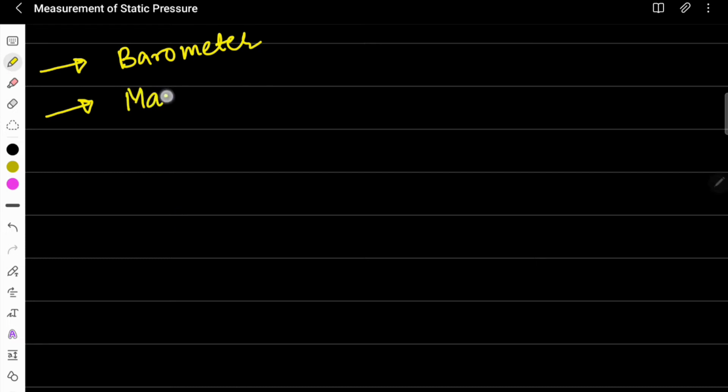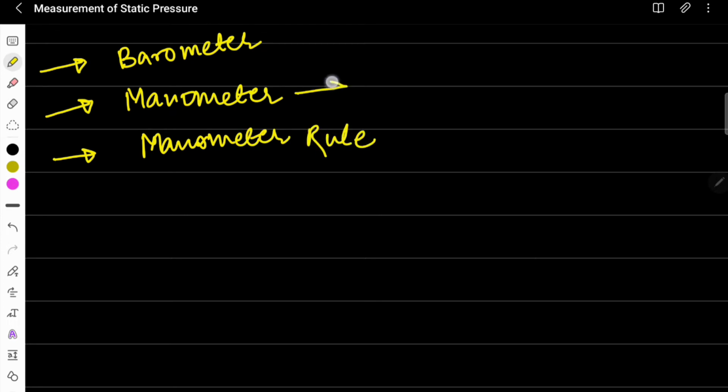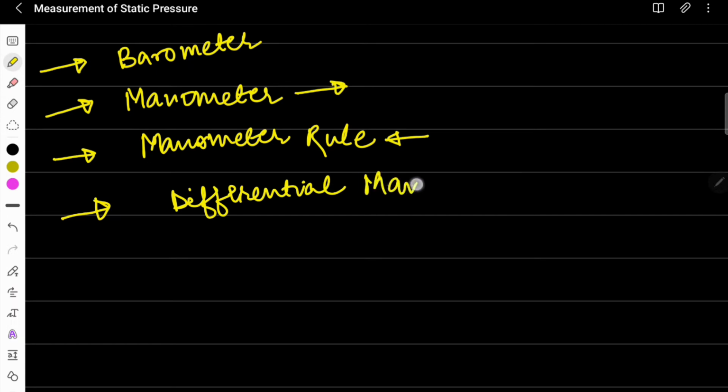Second, we will discuss the manometer. Third, we will discuss the manometer rule also. What is the manometer rule? First of all, here we will understand how this works, what is the principle behind it, and we will understand that by a simplifying rule, you can easily measure the pressure. And third one is your differential manometer.